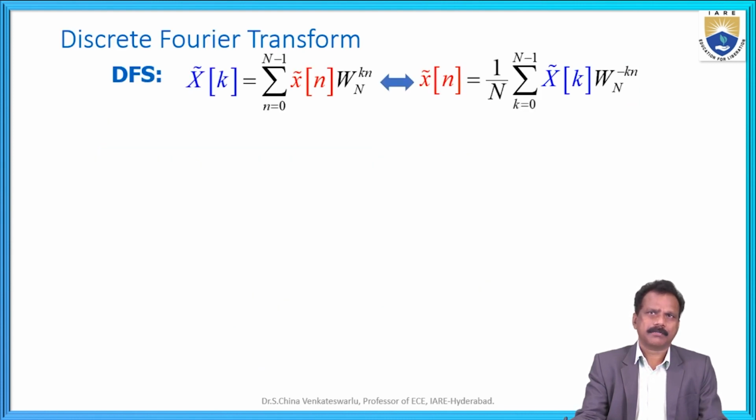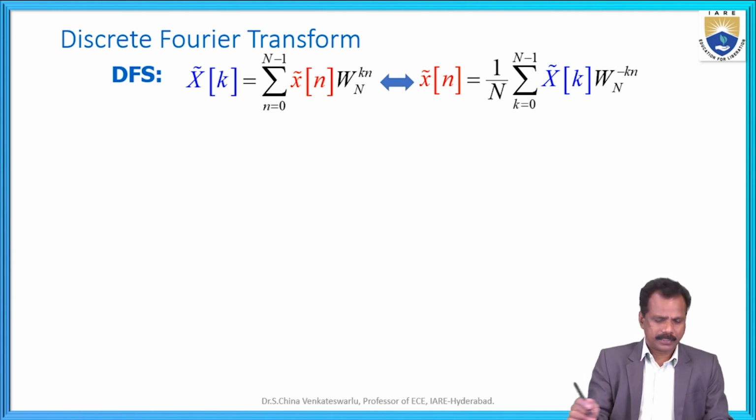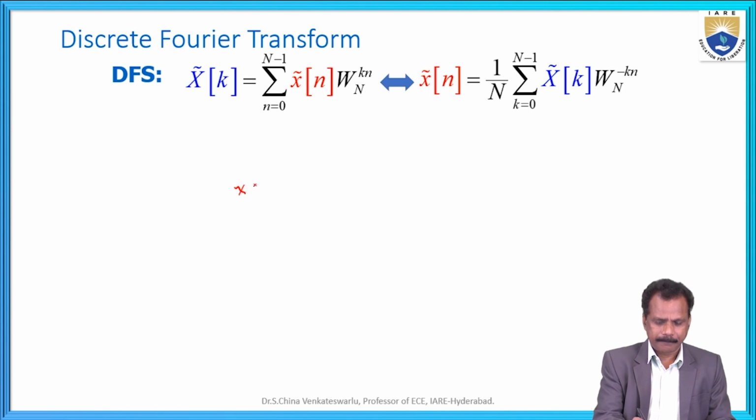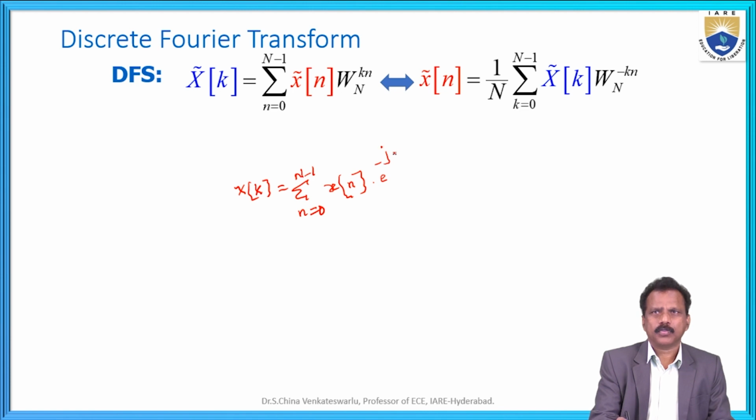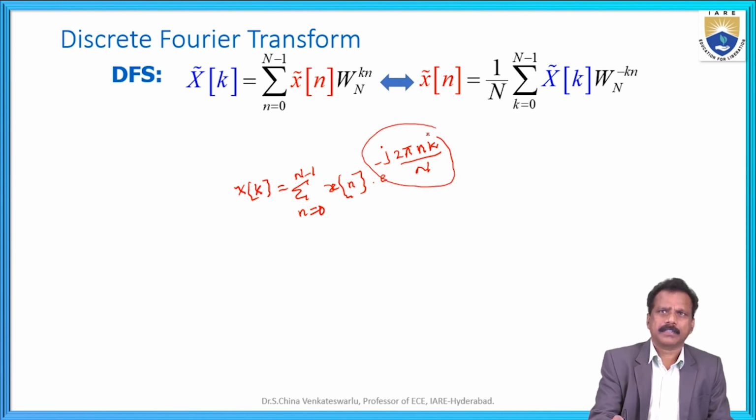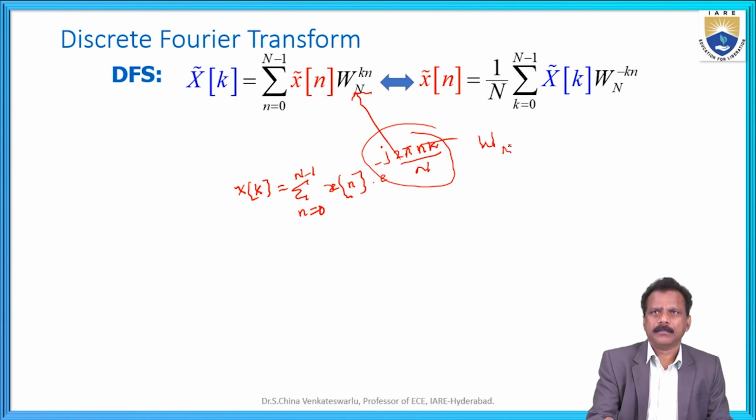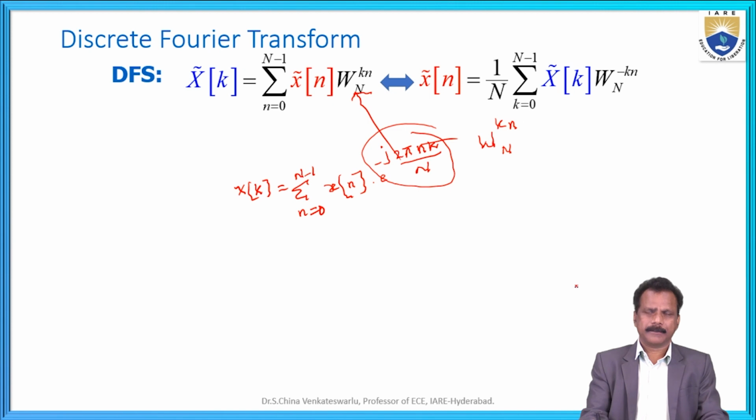The discrete Fourier transform, in terms of the twiddle factor, comes from the DFS, where X̃(k) is equal to the summation where n is equal to 0 to N minus 1 of x(n) times e to the power minus j 2 pi nk by capital N. This is nothing but the twiddle factor, W_N^{nk}. This is your twiddle factor.